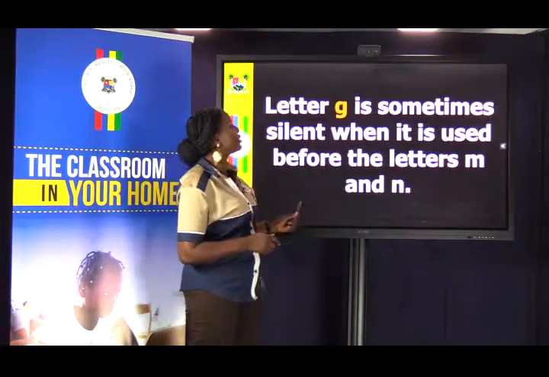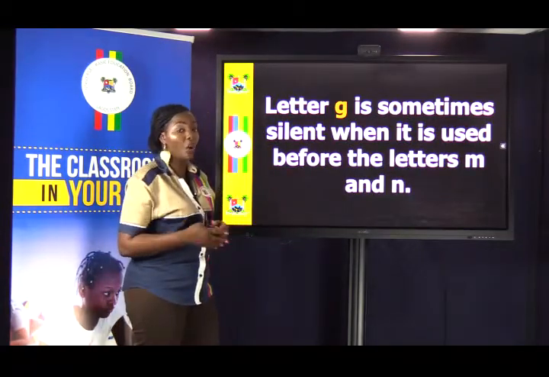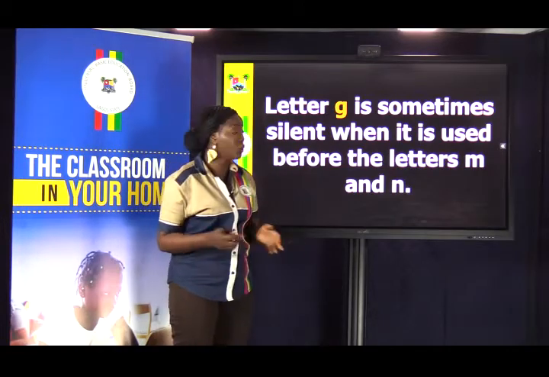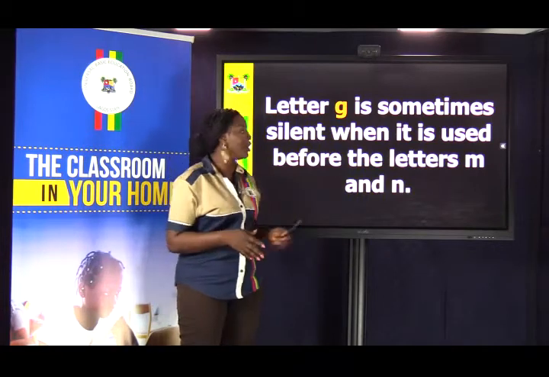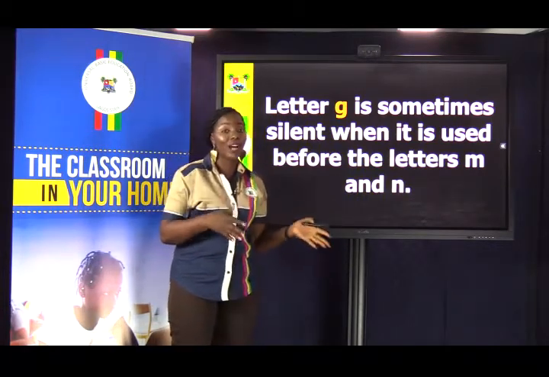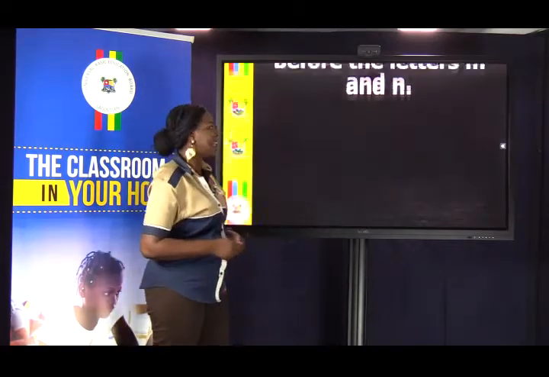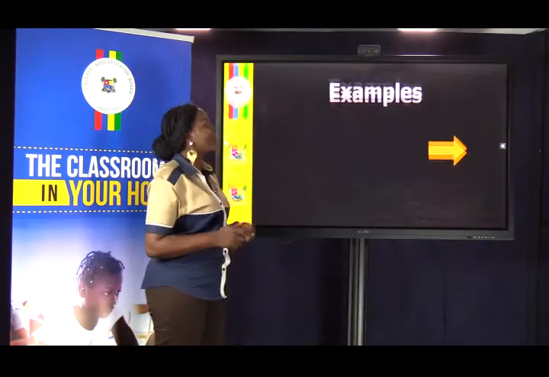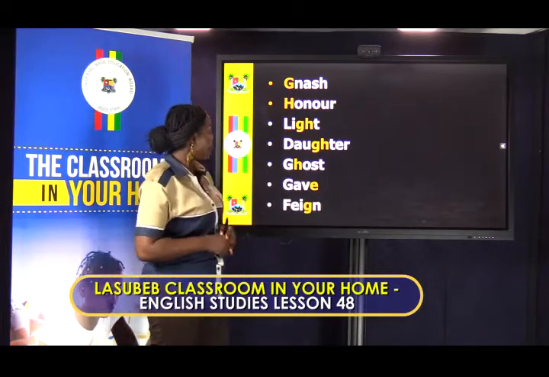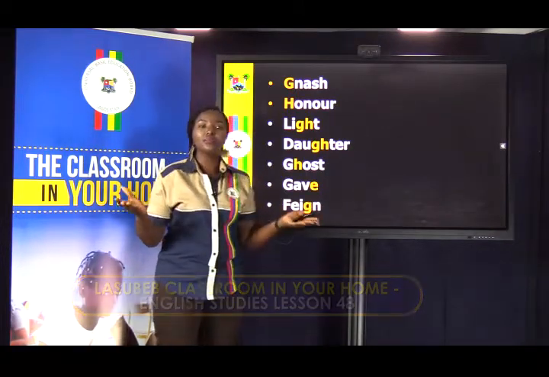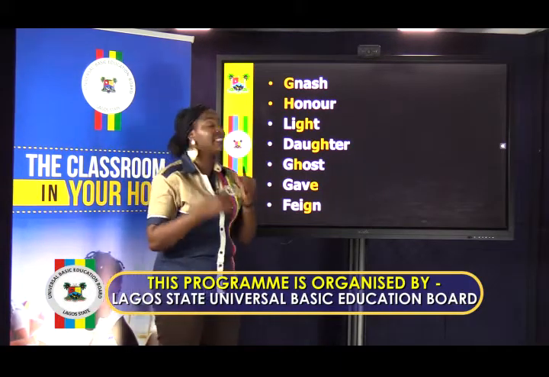Okay, now we move to letter G. Well, sometimes in some words, letter G is silent. How do we know that? When it is used before the letters M and N. When we have letter M or letter N close to letter G, sometimes it becomes silent. Okay, so let's look at a few examples where letter G, GH, H, and E are silent. We want to look at a few words in which those letters are silent.